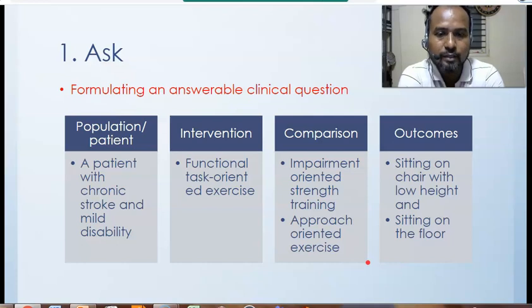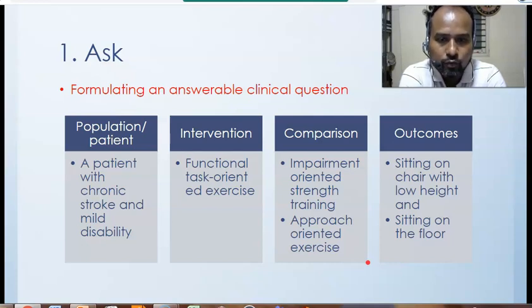That's a conventional practice. Now I wanted to see whether there is a better treatment available. Now, in recent years, probably more than a decade, functional task oriented practice has gained a lot of attention. So I wanted to see whether a functional task oriented exercise, in place of conventional treatment such as impairment or strength exercise, will improve the patient outcome or help to achieve the outcome? So that was the question.